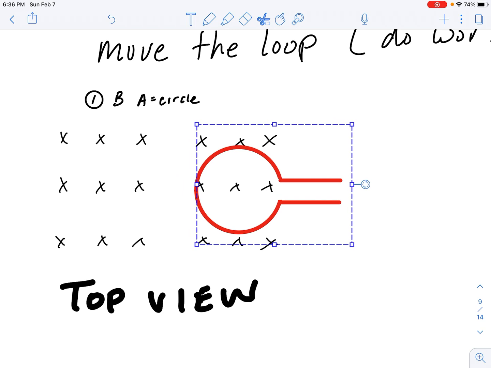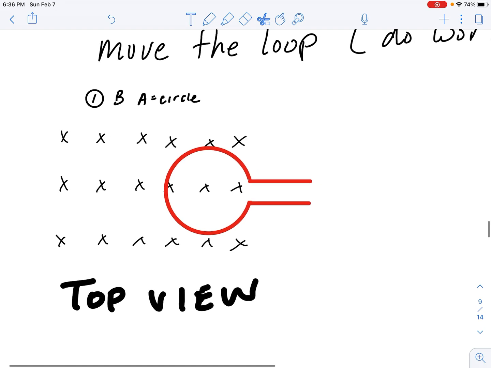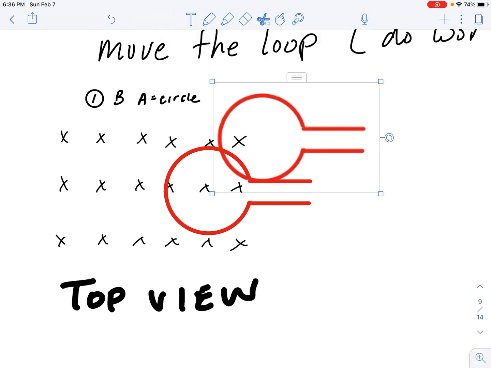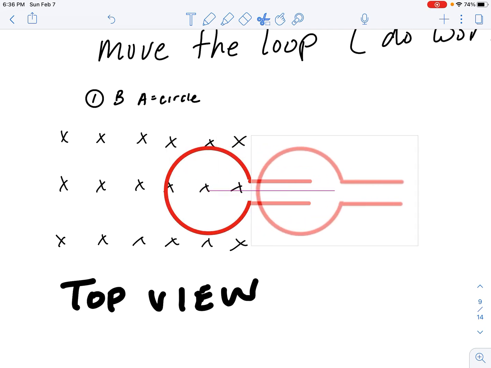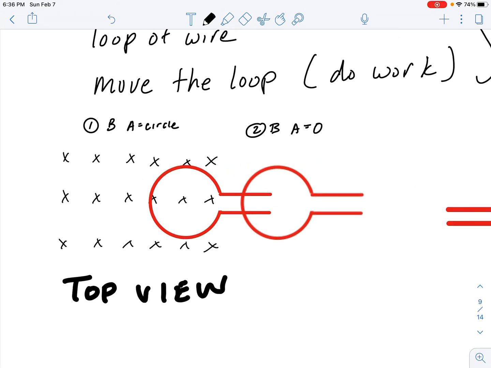So if my magnetic field is coming with me, but you can imagine me pulling the loop out of there, so if I take that loop and pull it out here, the effective area is 0. So I still have my magnetic field, but my effective area is 0. And so we would say that the flux has changed because the amount of magnetic field going through the loop has decreased.